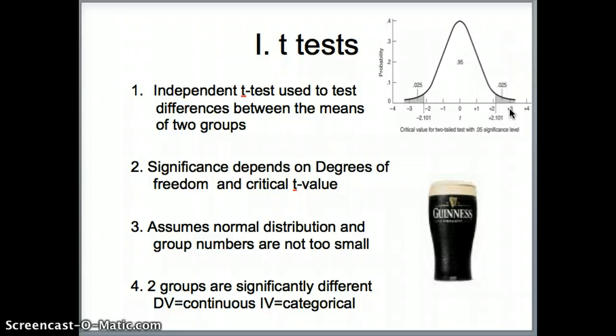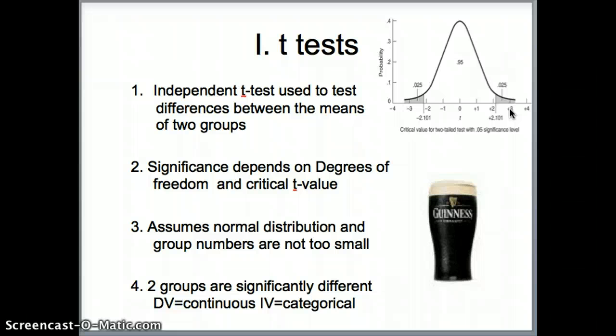The degrees of freedom used to be a little bit more important in the sense that you would need to have known them to be able to look up the critical t-value at which something would be significant in a big old table at the back of a statistics book. We don't really do this anymore. SPSS basically will calculate that for us.